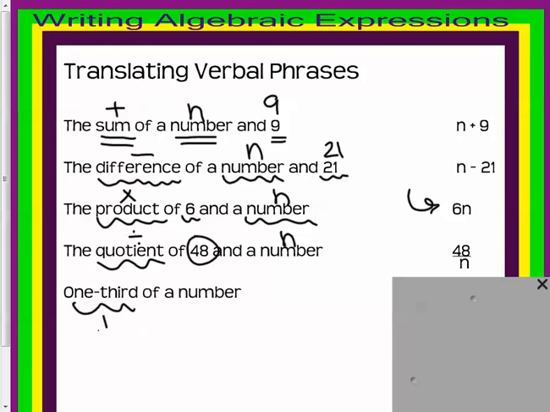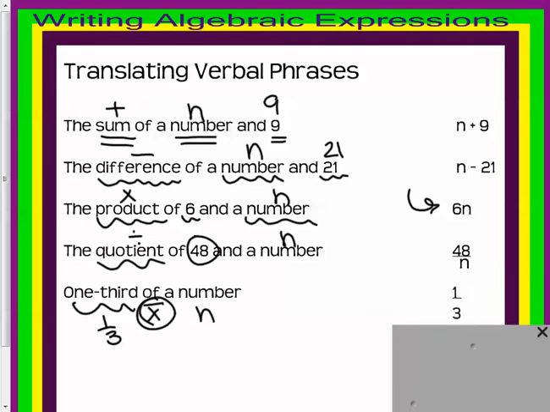1/3 of a number would be represented like this. Of means to multiply, and a number. So if we're using multiplication, we just merge them together. So it looks like this, 1/3 n.